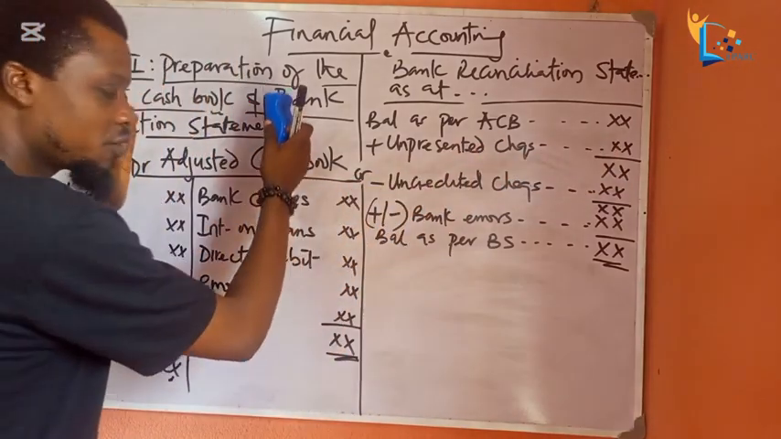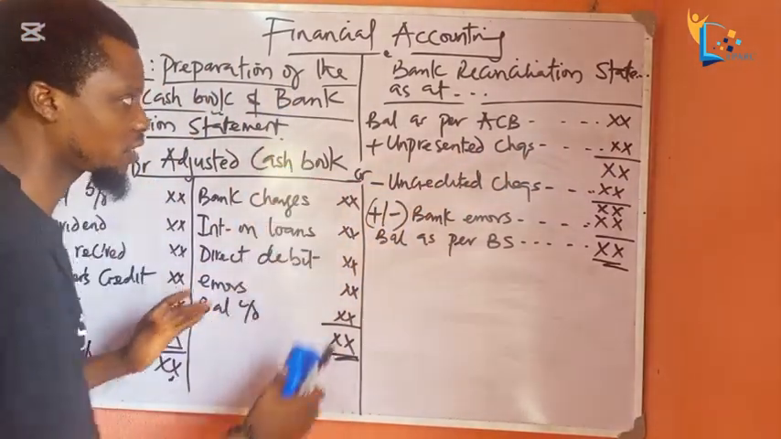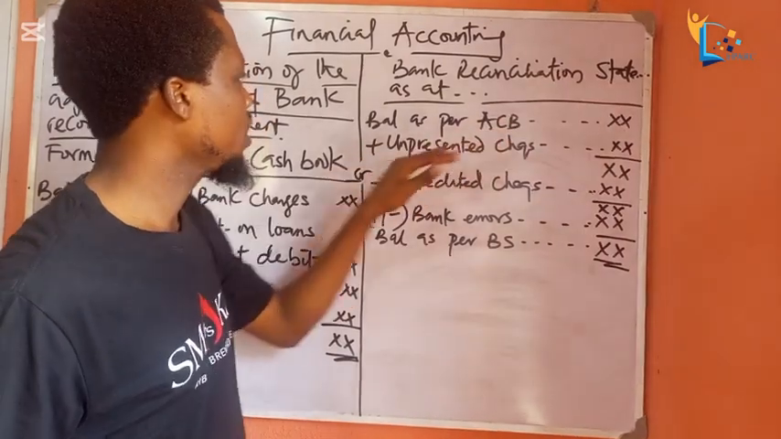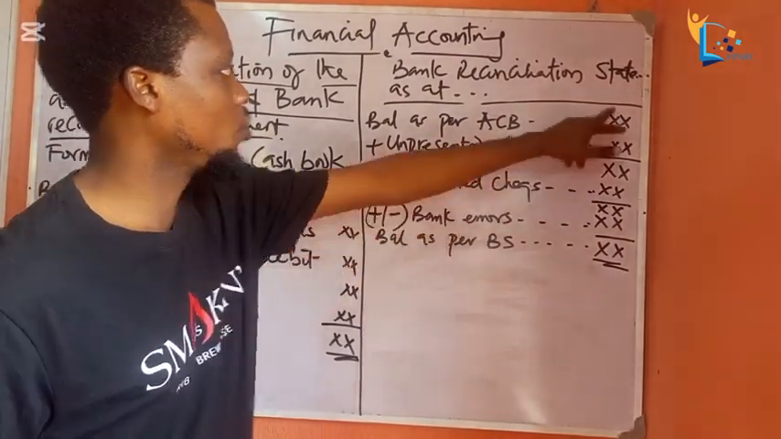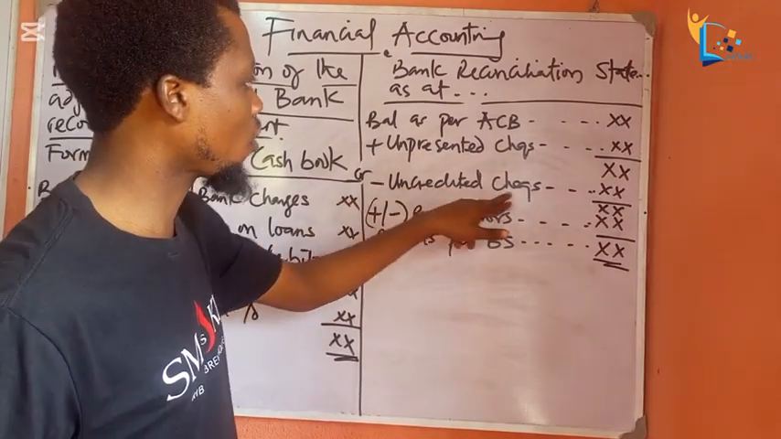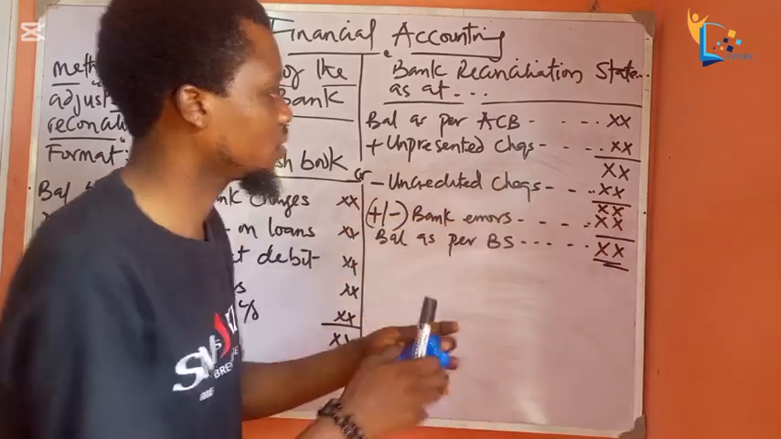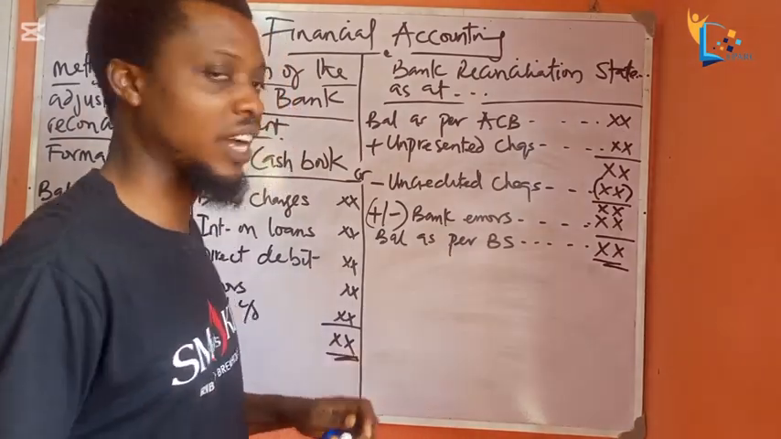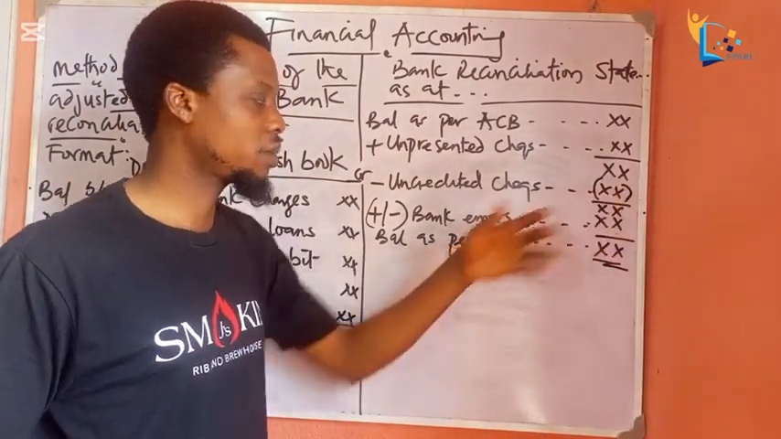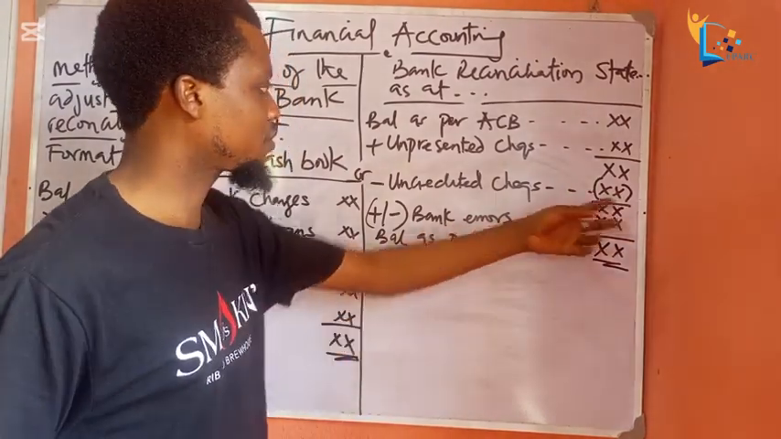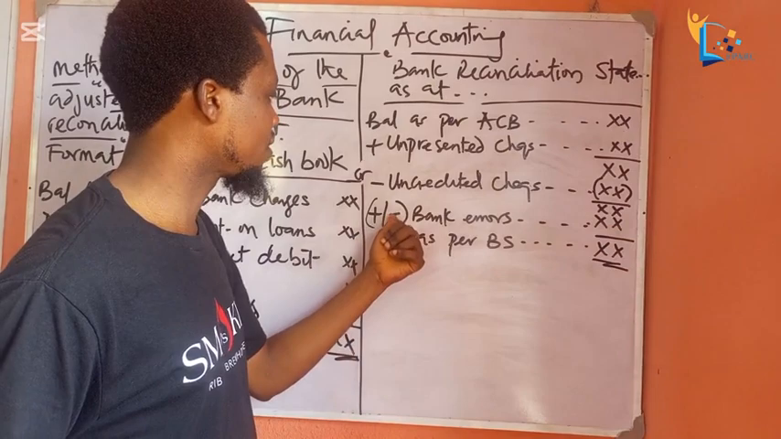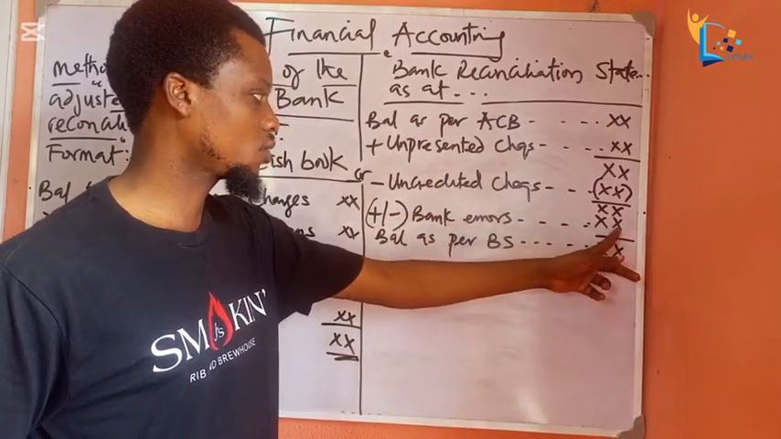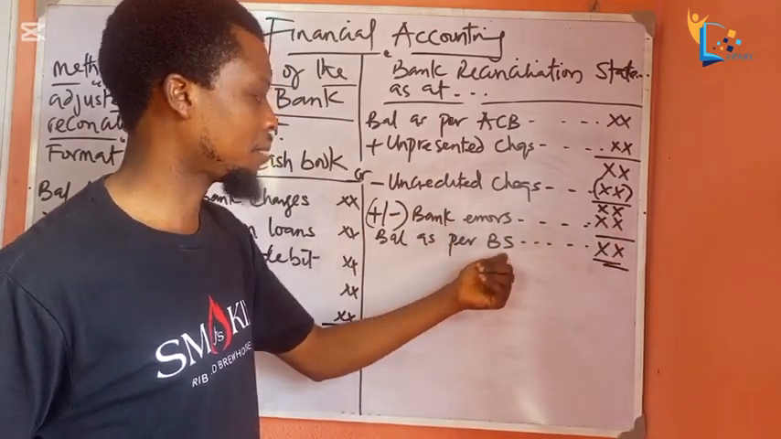Okay. Now after you have finished preparing your adjusted cash book, you go ahead to prepare the bank reconciliation statement. Then you add your unpresented checks, then you deduct your uncredited checks. You deduct it. So let me indicate with brackets. Yeah, in accounting we indicate with brackets, it means minus. Then after that, you add or deduct bank errors. Then after that, you get your balance as per bank statement.